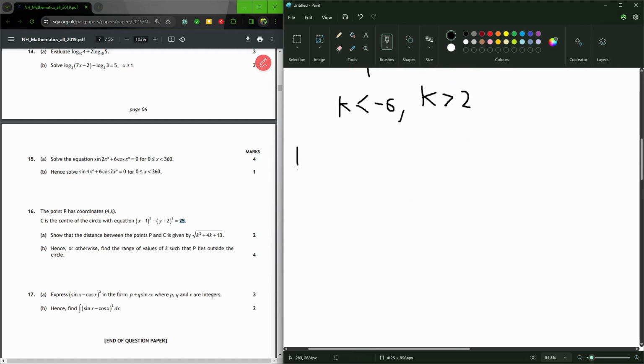And very last question. It's been a while, hasn't it? It's 17a. 3 markers, so it shouldn't actually be that bad. Express sine x minus cos x all squared in the form p plus q sine rx, where p, q, and r are integers. Oh boy, what are we going to do for this one? Right, let's get to it after that wee jump cut. Write down what you're going to do.